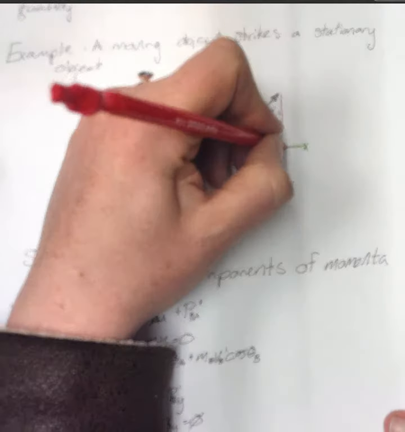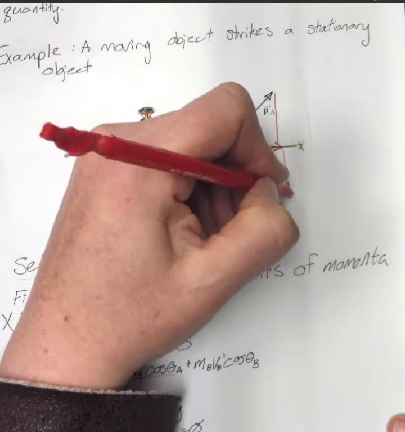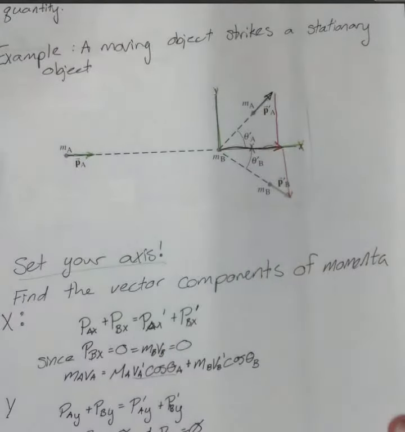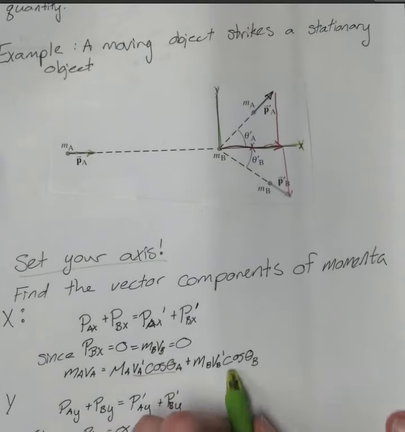And likewise, in the B direction, hey, look at that. We've got x and y components of momentum for object B. So for finding object B, it'll be mB vB prime cosine theta B prime.